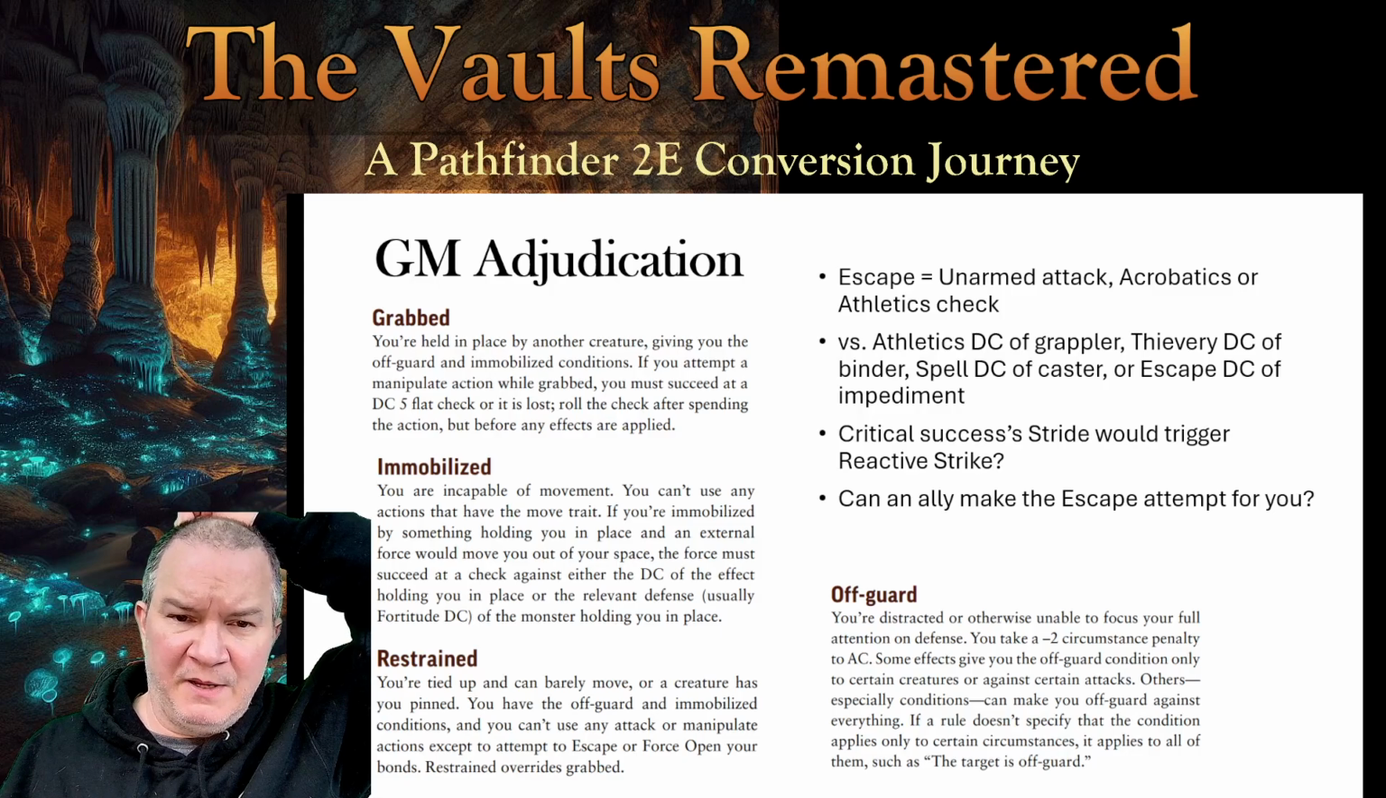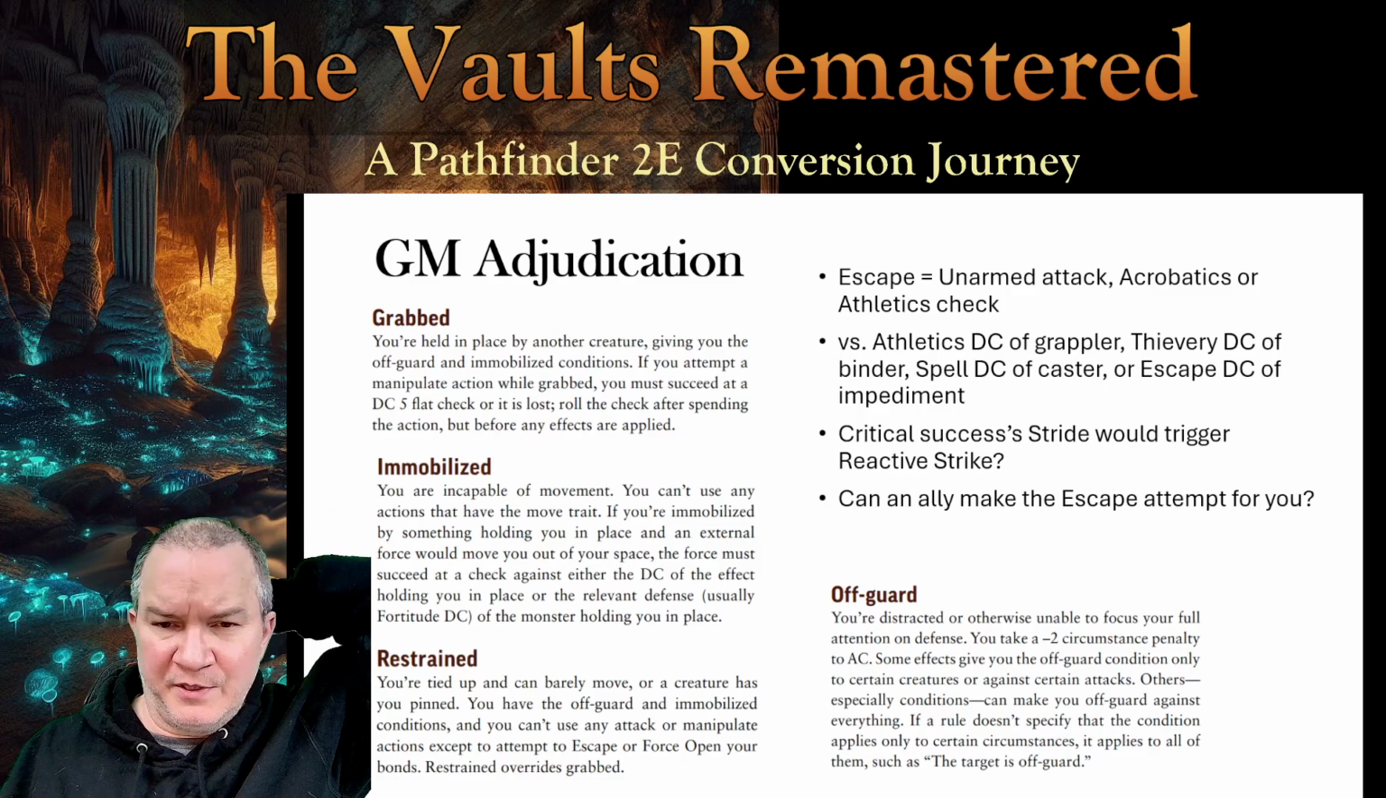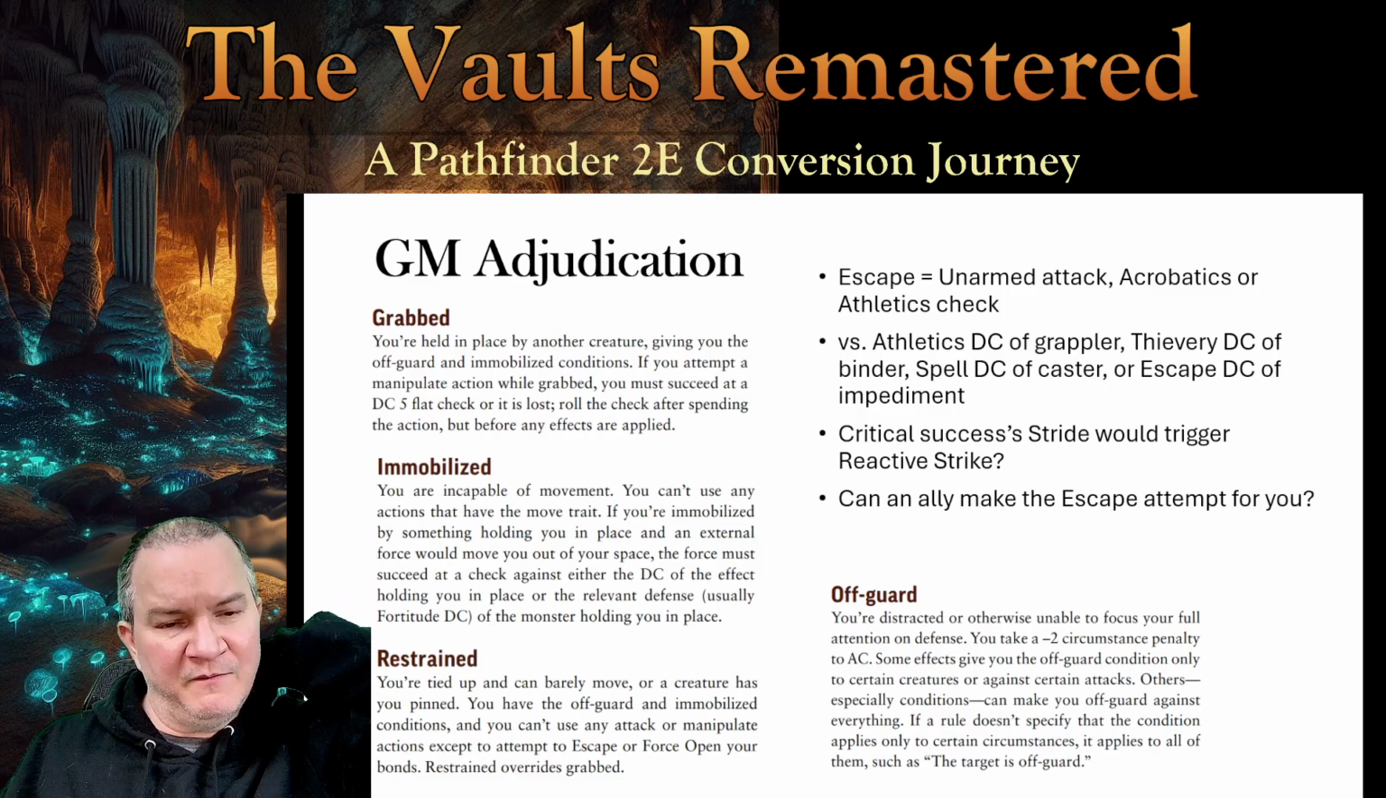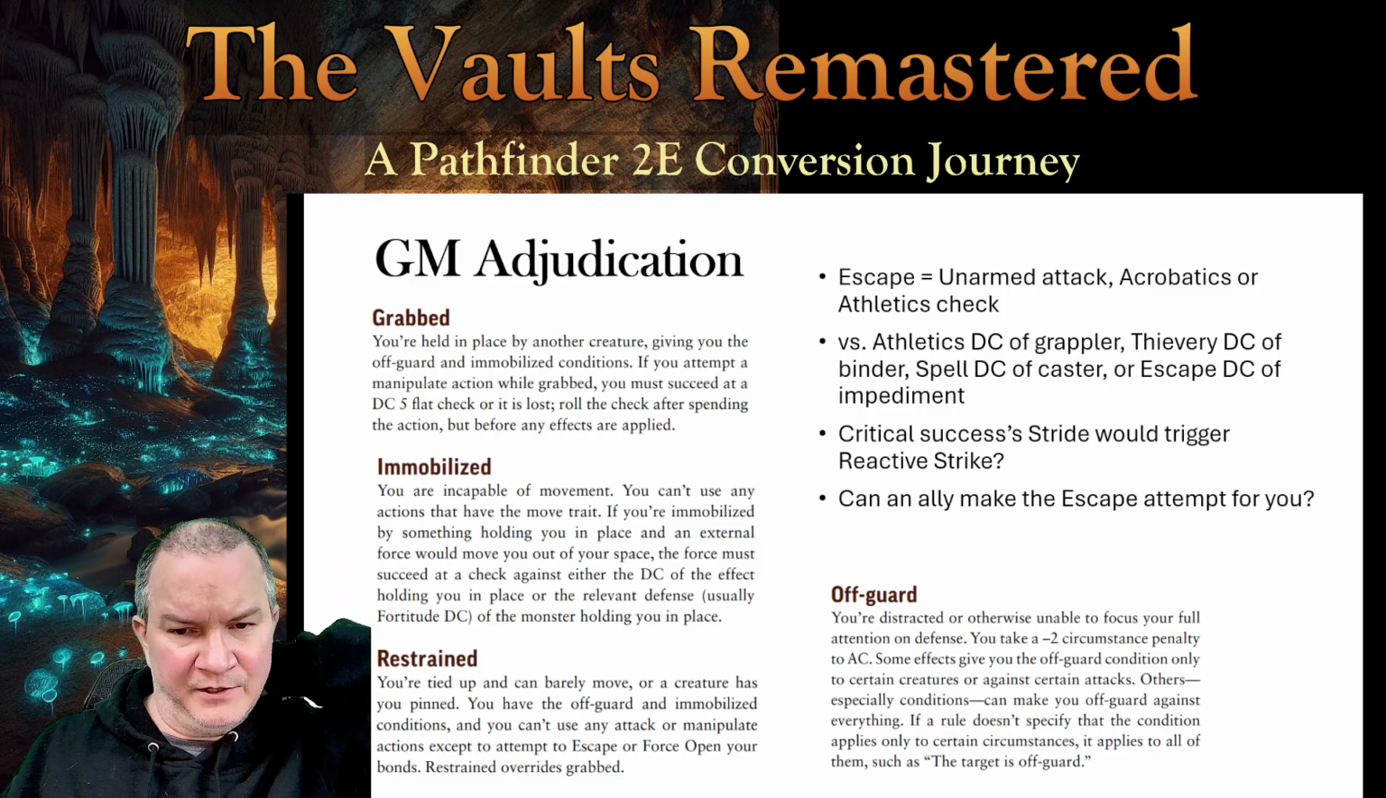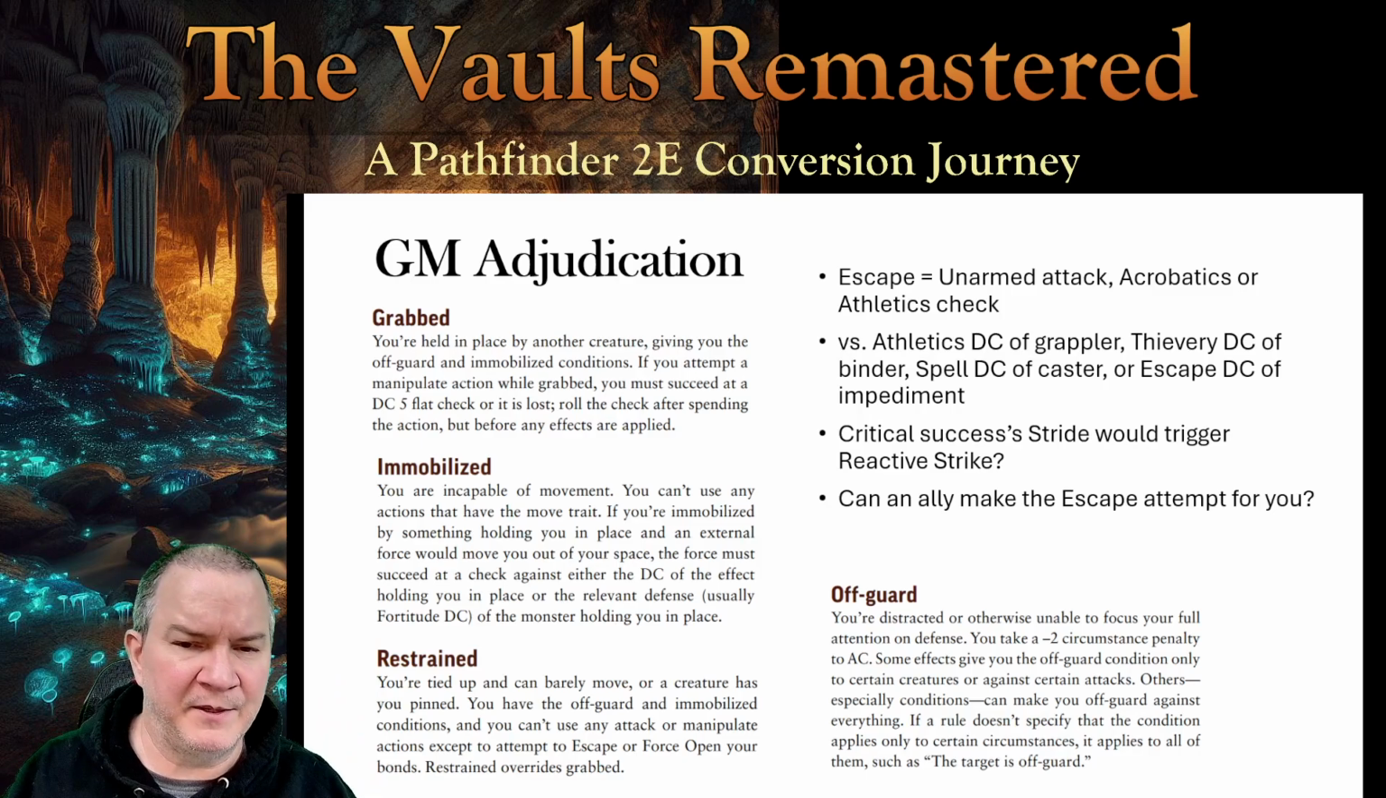All right, so then you're going to make one of these checks. You're going to go against the Athletics DC if you're being grappled by somebody grabbing you. Thievery DC if somebody's tied you up, they've bound you. Spell DC if they've cast some sort of spell on you. Escape DC if it's some sort of object or trap or whatever impediment.